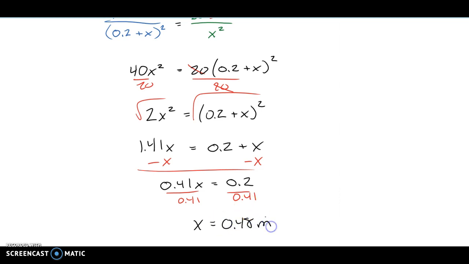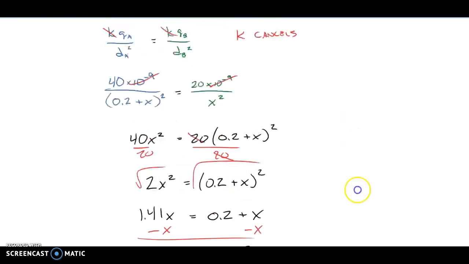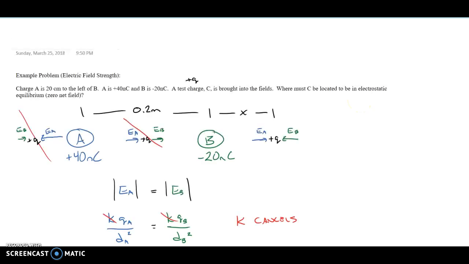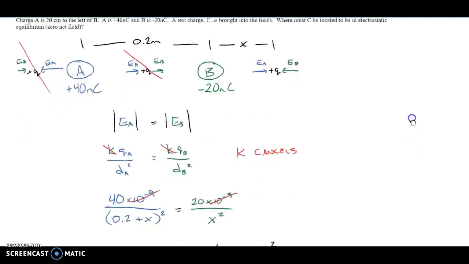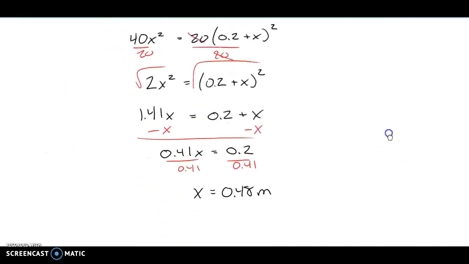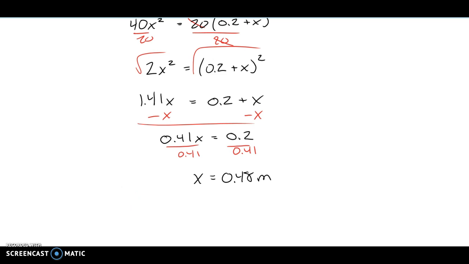meters. So when I'm answering the question, where will it be in electrostatic equilibrium, we're going to use the direction relative to where those charges are. It's always going to be away from B. We're going to say it's 48 centimeters or 0.48 meters to the right of B.